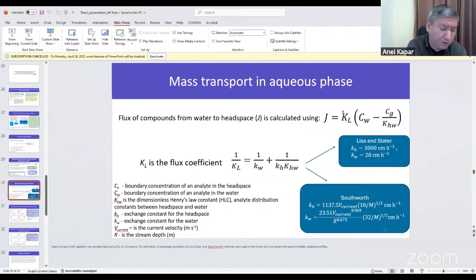Actually, on this question, differences between PDMS and Car PDMS coatings are that Car PDMS is for polar compounds, PDMS is for non-polar compounds. Because it's about the porosity.